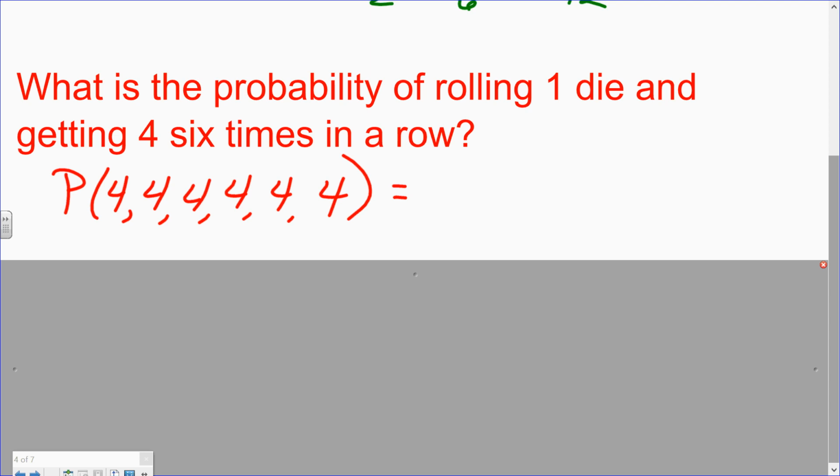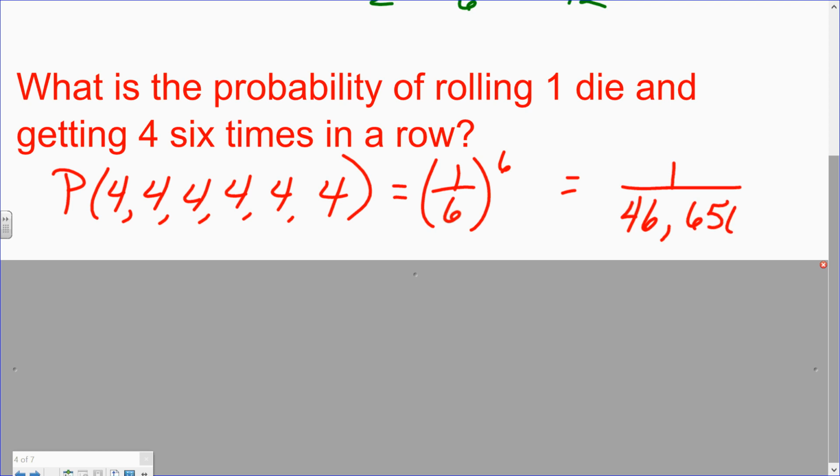So we're going to need to take the probability of getting a 4 the first time times the probability of a 4 the second time, the third time, the fourth time, the fifth time, the sixth time. You okay if I use an exponent on that? And then punch that in on your calculators, because I don't think you've memorized 6 to the 6th. I sure haven't. And we get 1 over 46,656.